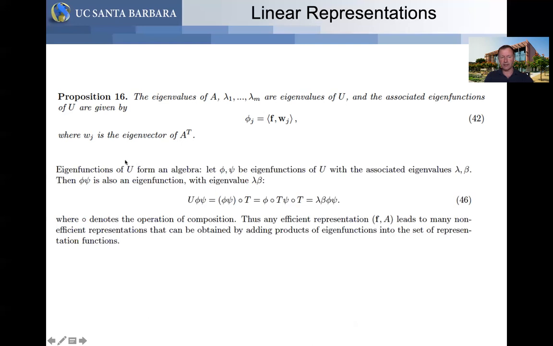So the eigenfunctions of U themselves form an algebra. If you have two eigenfunctions of U with associated eigenvalues lambda and beta, then the product is also an eigenfunction. That's proven very simply by the fact that composition distributes over the product. And if one gets an efficient representation that is linear with some eigenfunctions of A, let's say A has a simple spectrum, that leads to many non-efficient representations that can be obtained by just adding products of eigenfunctions into the set of representation functions. So you can create many eigenfunctions from these essential or principal ones.